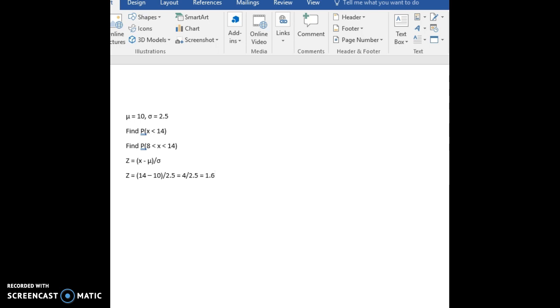Now, recall from section 5.2, when we looked things up on our z-score table or our standard normal table, if it was z is less than a number, we could just read it off of the table. So equivalently, this is really z is less than 1.6, and we can go to the table and look up 1.6.